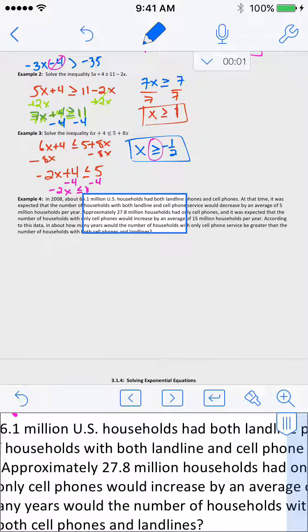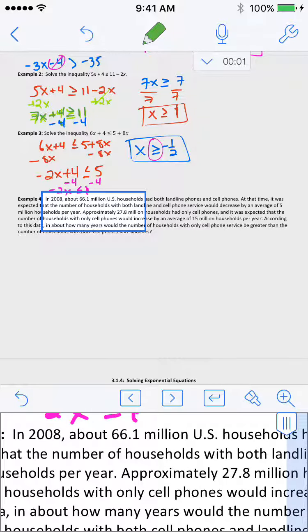Alright, that's a lot of information, right? So let's start by just underlining, because that's a great skill when you're given a lot of information like this. They talk about 2 different types of households, they talk about years, now they want us to compare the 2, there's a whole mess going on here. So let's just start with this first sentence. In 2008, that doesn't sound very important, so I'm not going to underline it.